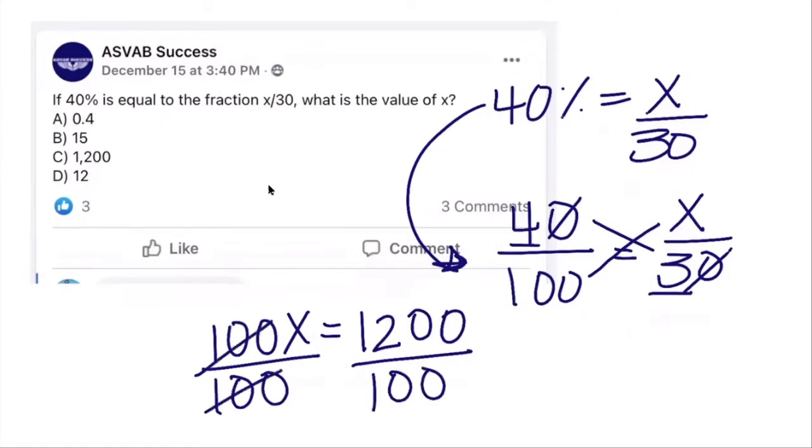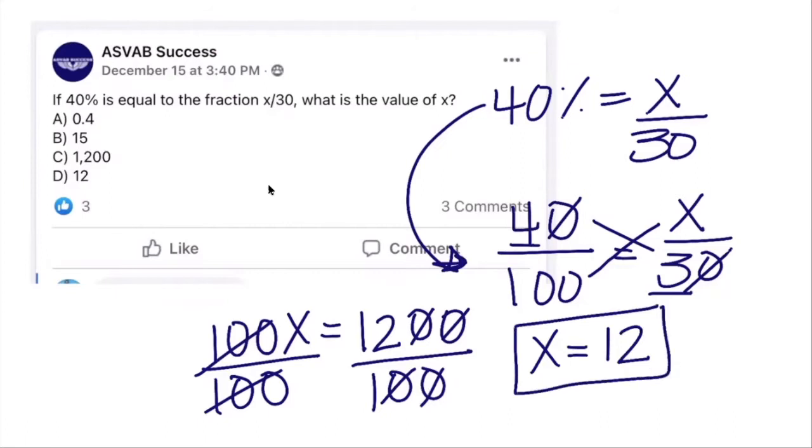This cancels out. I can cancel out zeros on the top and bottom that are in common. And I get x equals 12 over 1, which is just x equals 12. So if you answered D for this question, you are correct.